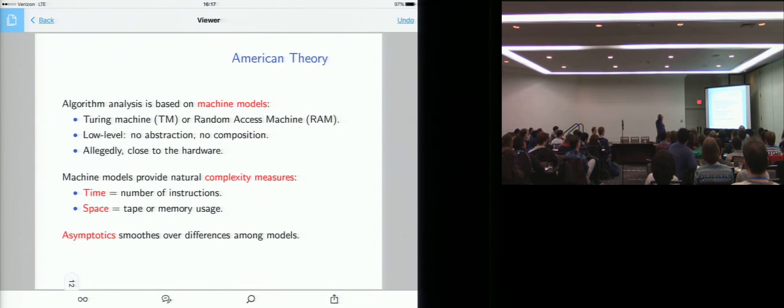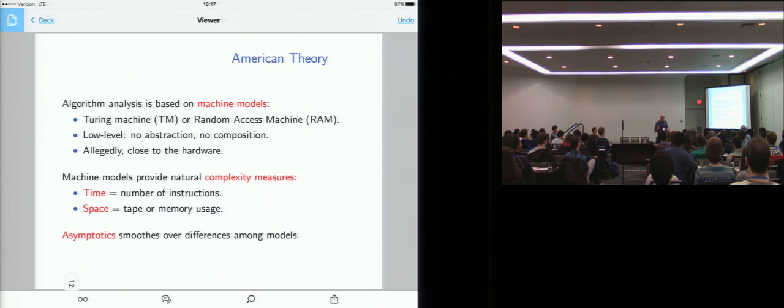Now it goes back to the remark I made earlier. I want to say something about American theory. If you pick a random person from the algorithms world, they'll say the thing they're focused on is machine models. If you really push them into a corner, then they'll say the basic thing is the Turing machine or the RAM maybe, okay, which is a pretty awful situation, and it leads to a curious thing. The idea is that it's low level, it doesn't offer any kind of abstraction or composition, and it's allegedly close to the hardware, but we know that's all BS. I'll say something about that a little later, but it's supposed to be close to reality.